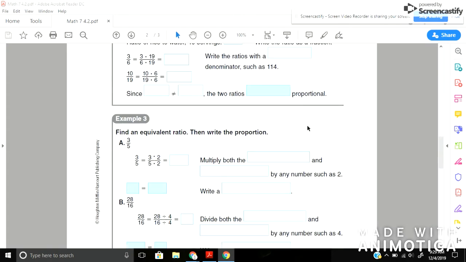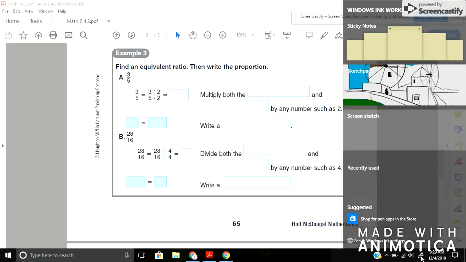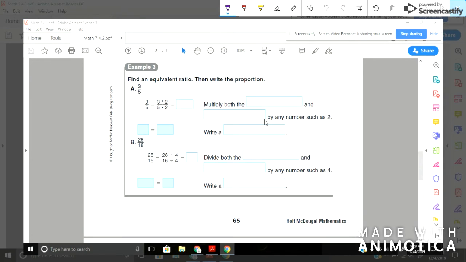All right, moving on to example 3. We've got an A and a B, and then we've got 3 check it outs to finish up. So for the last one, it says find an equivalent ratio and then write the proportion.